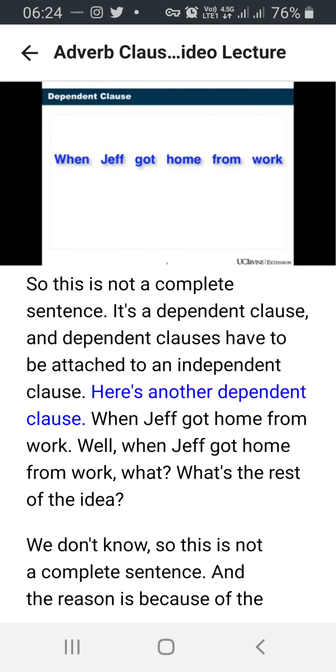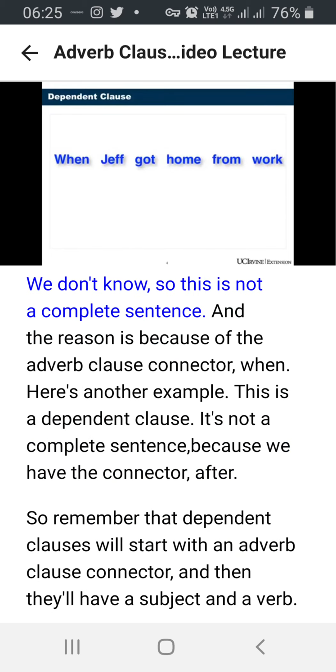Here's another dependent clause. When Jeff got home from work. Well, when Jeff got home from work, what? What's the rest of the idea? We don't know, so this is not a complete sentence. And the reason is because of the adverb clause connector, when. Here's another example. This is a dependent clause. It's not a complete sentence because we have the connector after.